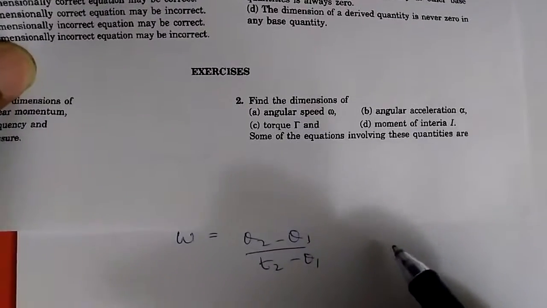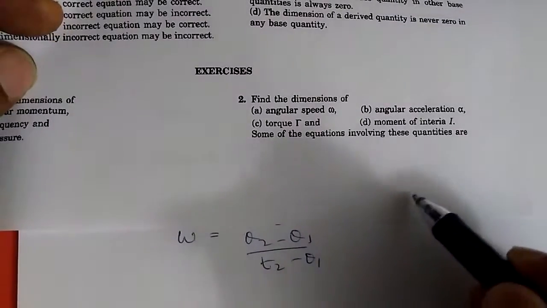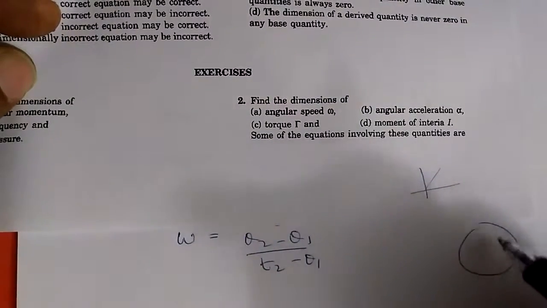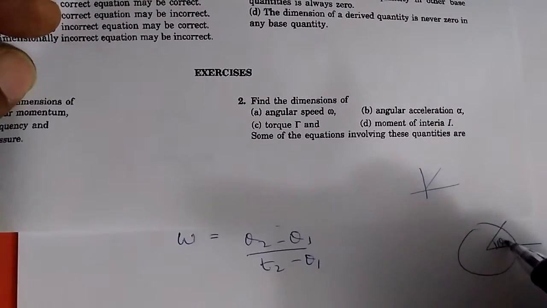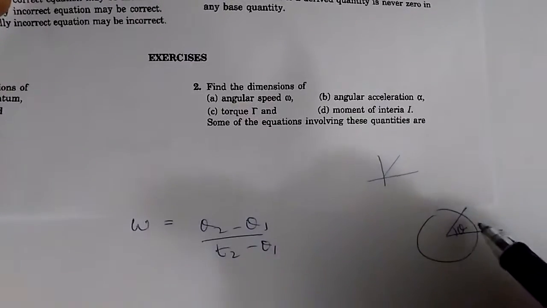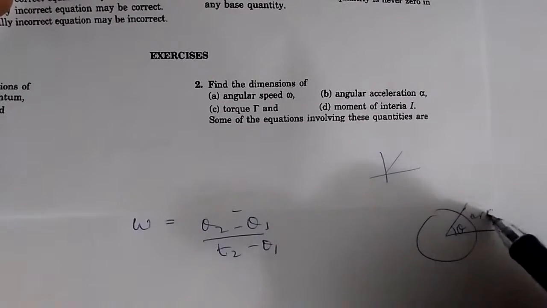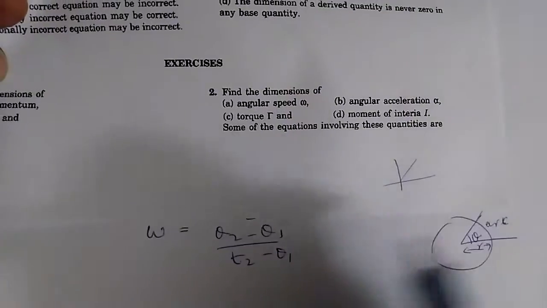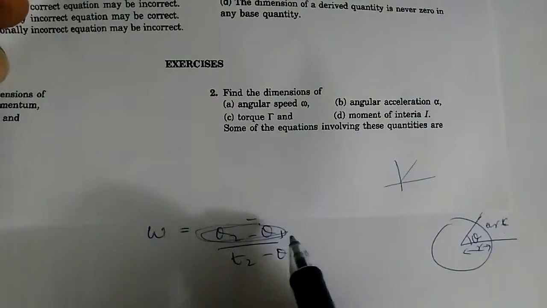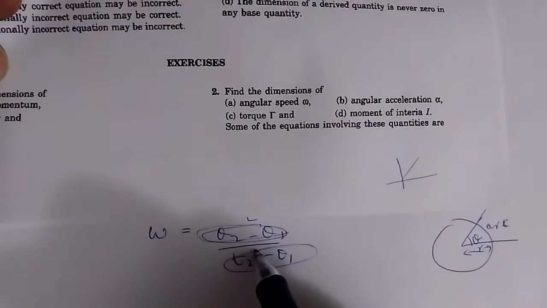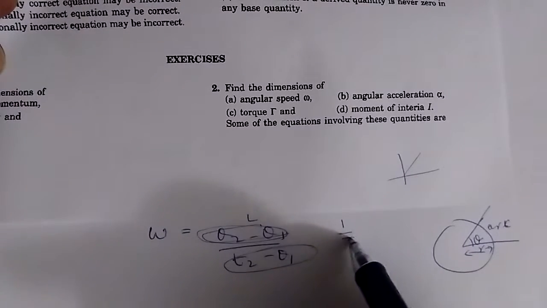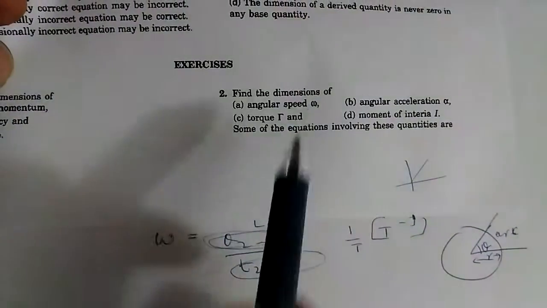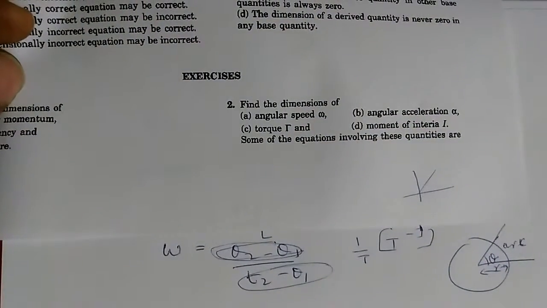Now what is an angle? Let us say we make an angle like this, and this angle is defined as nothing but the arc divided by the radius. So distance divided by distance. So the angle has no dimension. So all the dimension it has is from the time. So this has a dimension of 1 upon T, or T to the power of -1. This is the dimensional formula for the angular speed omega.